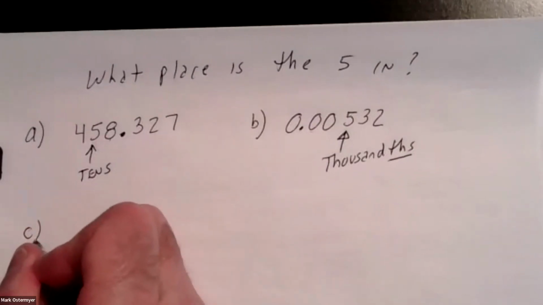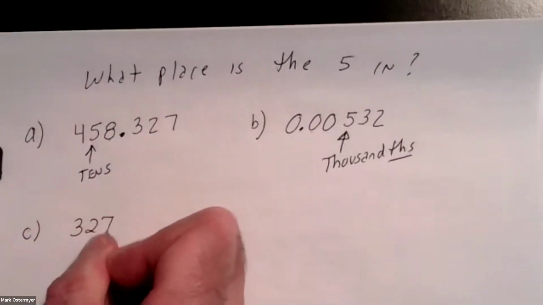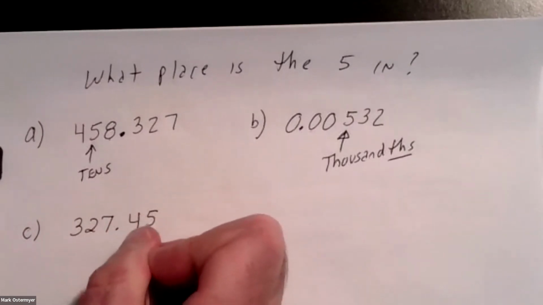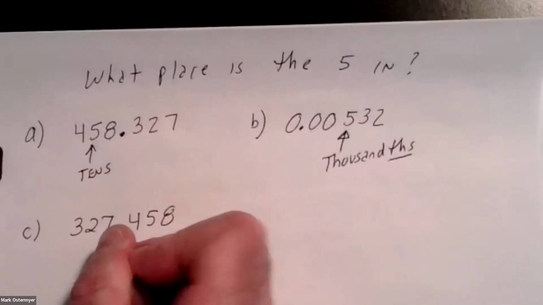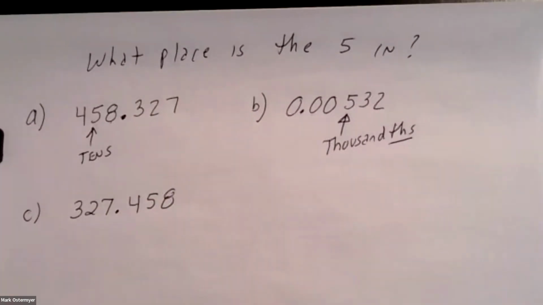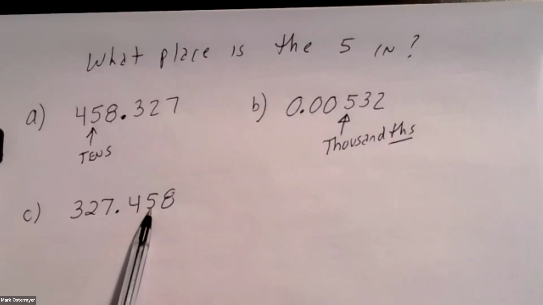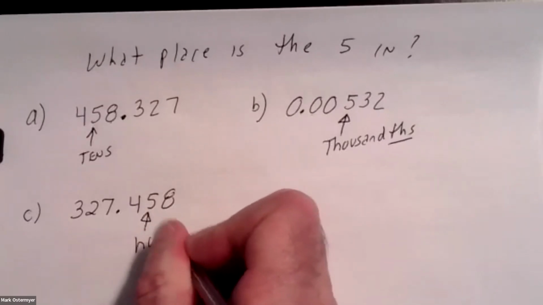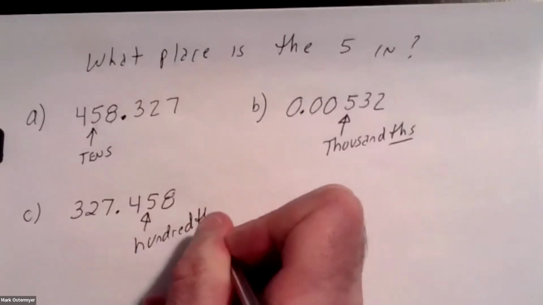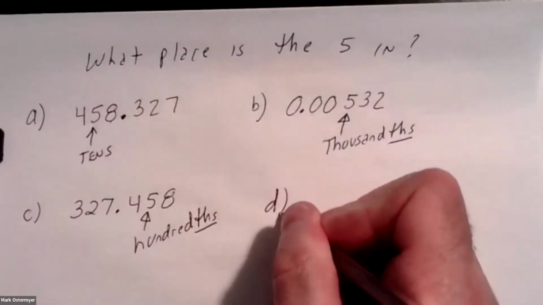All right. Let's try another one here. What place is the 5 in now in this number? What place is this? Tens? Tenths. And what place is this? Hundreds. Hundredths. Yep, the 5 is in the hundredths place. THS ending. Make sure you have that.